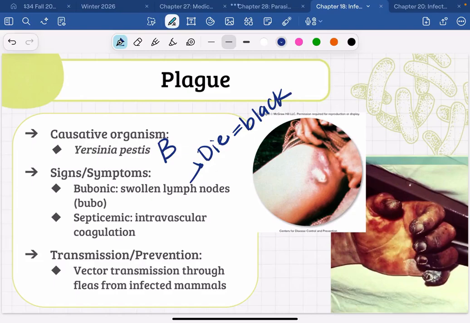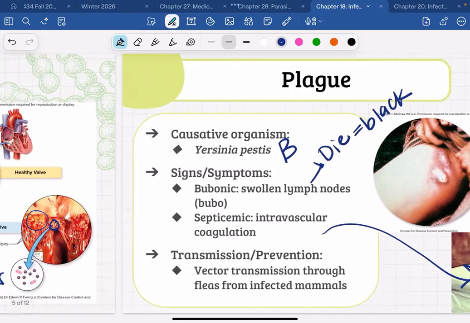So what can happen is this. It'll block blood flow to parts of your body. Parts of the body that do not have blood flow will die, become necrotic, and turn black. So that's the characteristic symptom or sign of septicemic plague, that intravascular coagulation, which leads to death of extremity tissue. In this case, it's the hands, but it can also be the feet or the nose or anything else. Okay. So bubonic and septicemic plague.